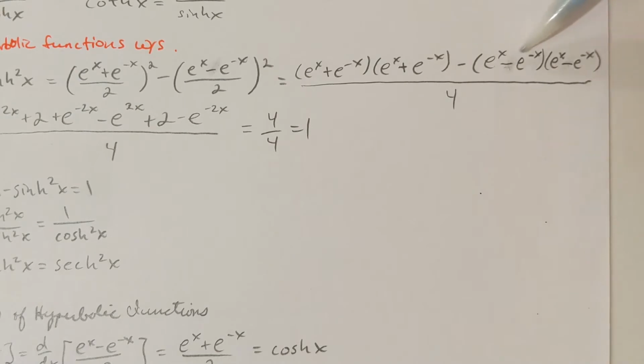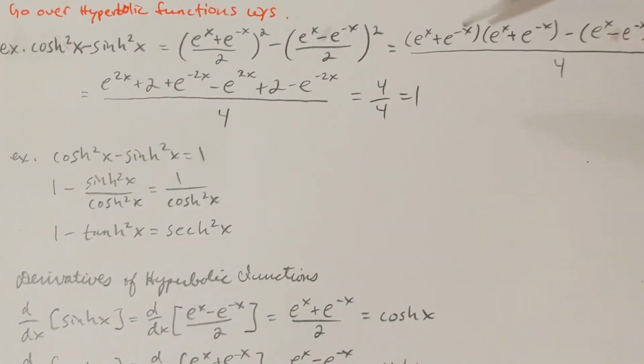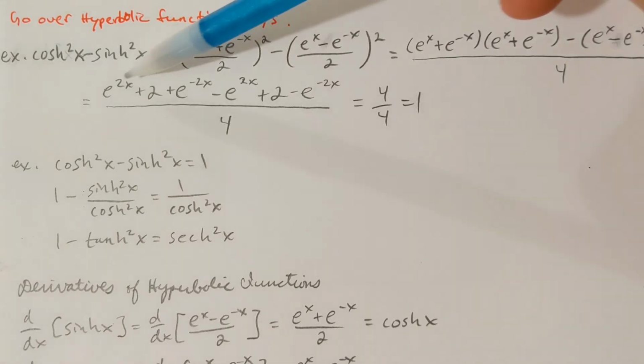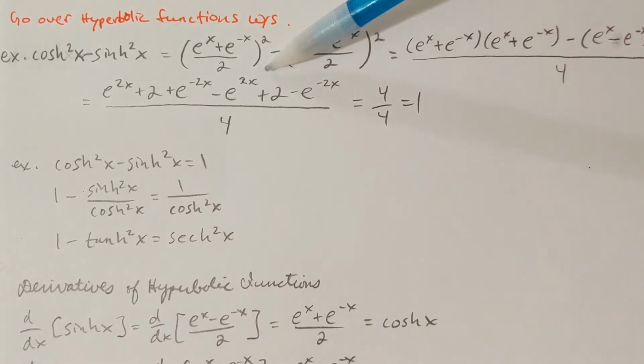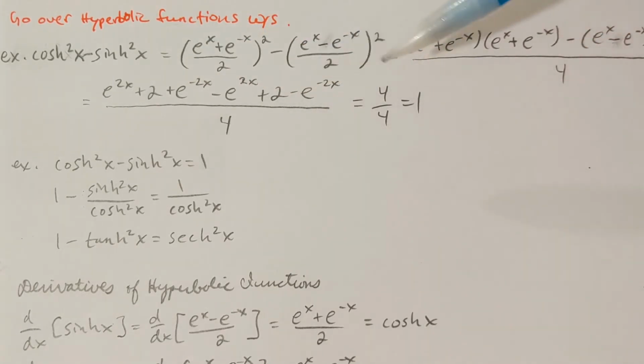And then at the end, negative times negative is positive. e^(-x) times e^(-x) is e^(-2x), but you're going to bring in this negative into the last term, so it's a minus e^(-2x). Okay, and now we're going to have some things cancel here. e^(2x) minus e^(2x), those are gone. e^(-2x) minus e^(-2x), those are gone. And that leaves us with 2 plus 2 is 4, divided by 4 is 1.